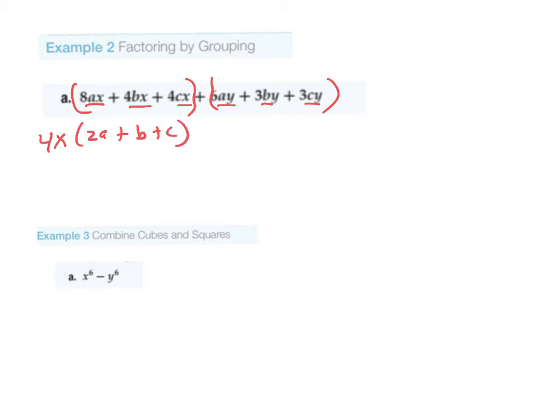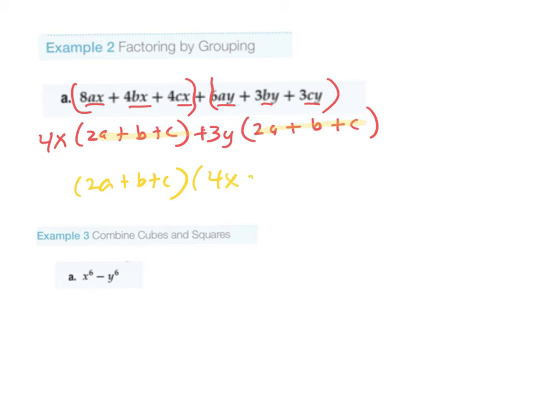Then I'm gonna do the second one. It looks like we have a 3 and a y that's common. And so if I take out the 3y, I get 2a plus b plus c. And if you do this correctly, what's in the parentheses, so this part right here, should be the same numbers. They may be in different orders, but they should be the same numbers. And if they are, that becomes your first part of your answer. And then what's on the outside of the parentheses becomes your second part.